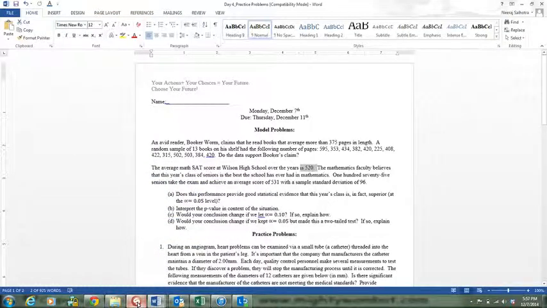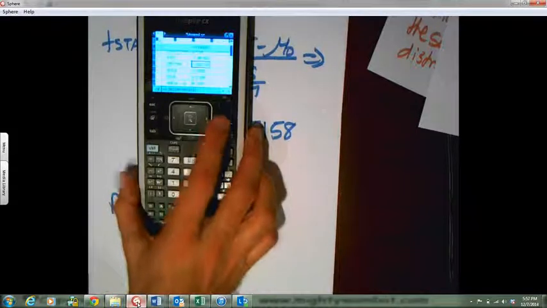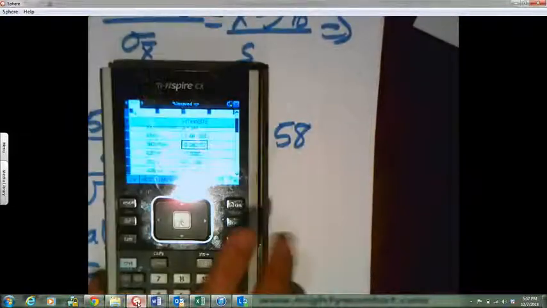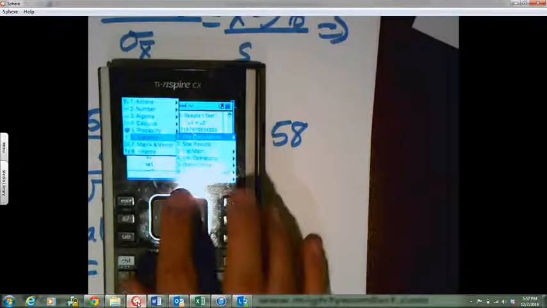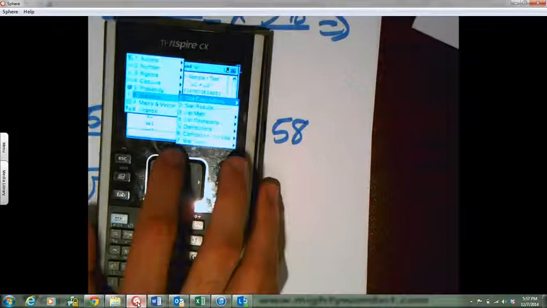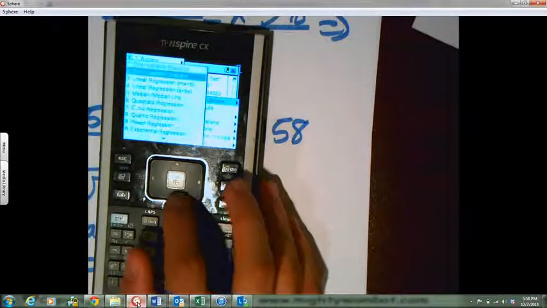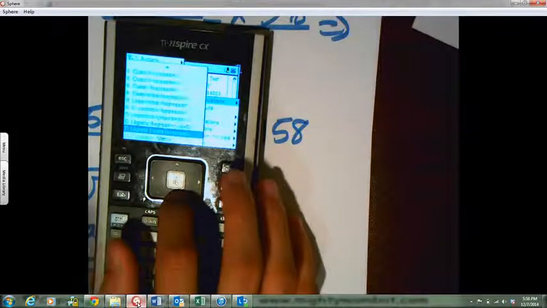On the Inspire, let me come in a little bit here. Home. Go to the calculate screen. Go to menu, statistics, stat tests, t-test. We're putting in not the data this time, but statistics. The initial was 520. The x bar is 531. This is 96. This is 175. The alternative is that we are greater.